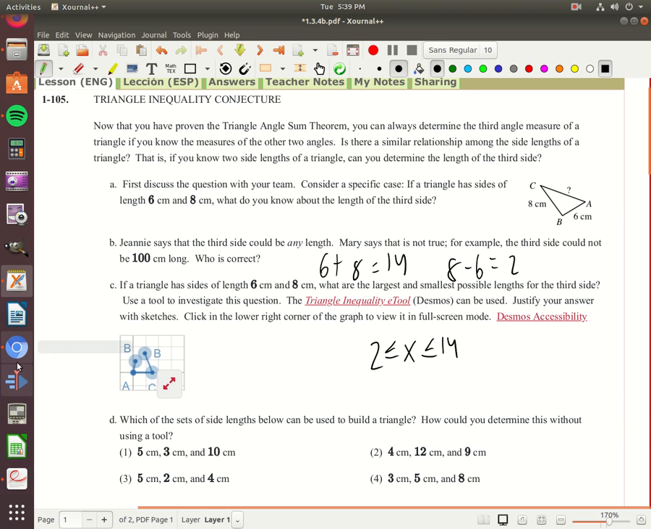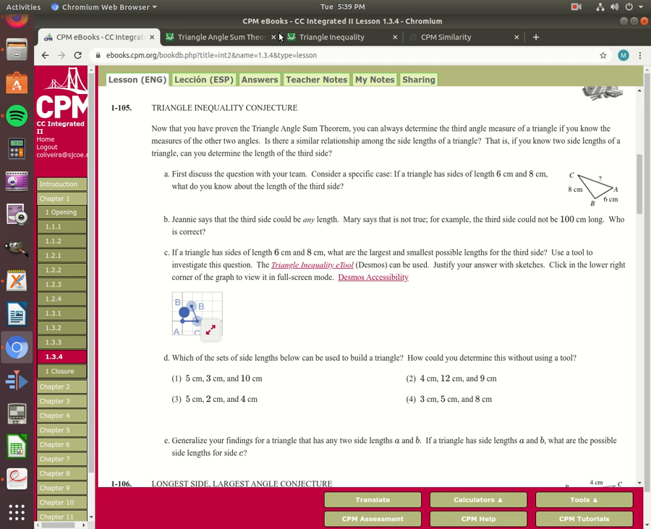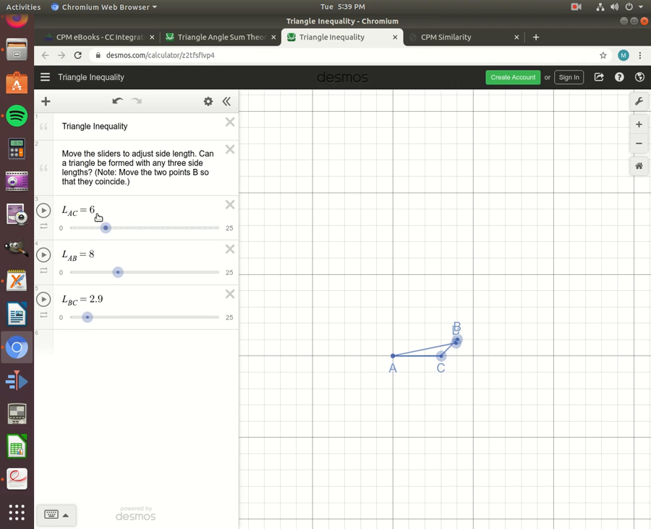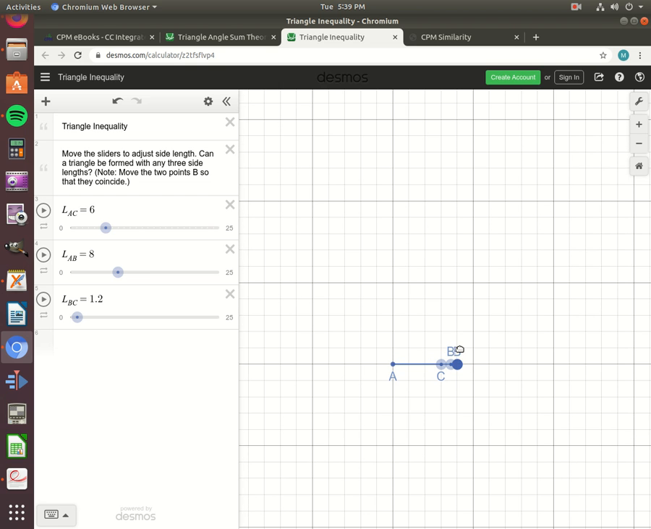I know I maybe didn't do the greatest job over here of proving that, but it's got to be between 2 and 8. Anything I pick between 2 and 14 will indeed close this triangle. So anything between 2 and 14 will be okay. But if it's bigger than 14, that won't close. And if it's less than 2, that won't close, right? It makes a little gator arm. It's not going to close that triangle.